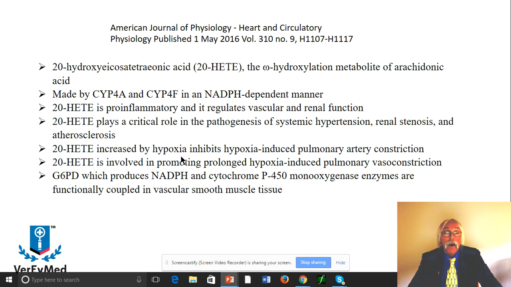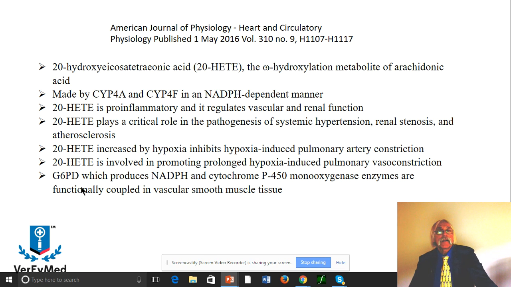20-HETE is increased by hypoxia, removal of oxygen, and in fact, it inhibits hypoxia-induced pulmonary artery constriction, okay? Now, sort of paradoxically, okay, 20-HETE is involved in promoting prolonged hypoxia-induced pulmonary vasoconstriction. Prolonged, okay? So it promotes that, right? So these compounds will work one way or the other depending on what receptors they bind to and depending on the equipoise of the membrane in terms of electrochemical potential of the membrane, whether or not they're going to promote or inhibit a specific major global physiological response like constriction.